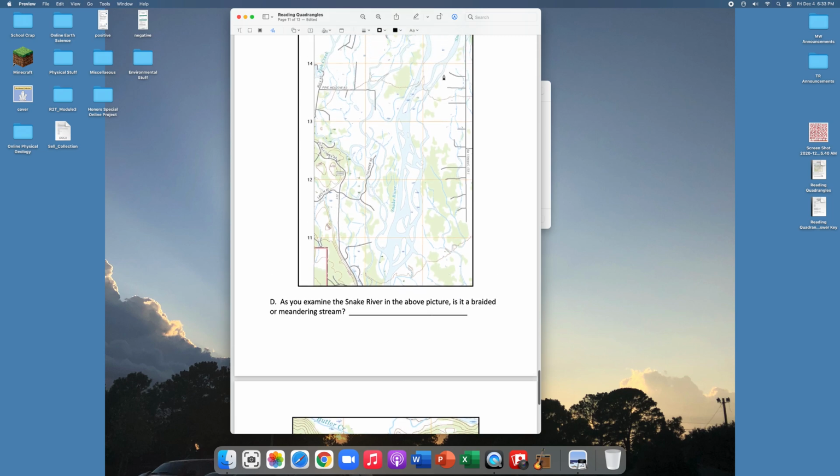This question asks you, is this stream braided or meandering? And it is a braided stream because you see many, many channels as opposed to a single stream where you have a snake-like appearance.